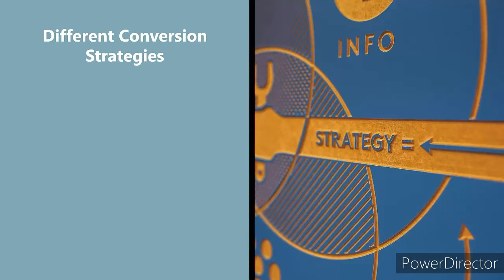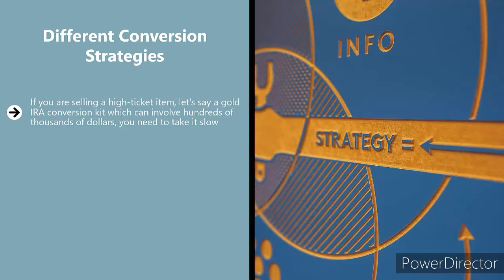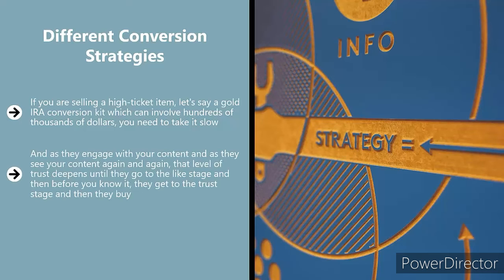Different conversion strategies. If you are selling a high-ticket item, let's say a gold IRA conversion kit which can involve hundreds of thousands of dollars, you need to take it slow. You need to basically drip feed information to your audience so they can build trust over an extended period of time. As they engage with your content and as they see your content again and again, that level of trust deepens until they go to the like stage, and then before you know it, they get to the trust stage and then they buy. Of course, this is not guaranteed. This is not a slam dunk. But you have to get the process going considering the dollar value of the transaction.